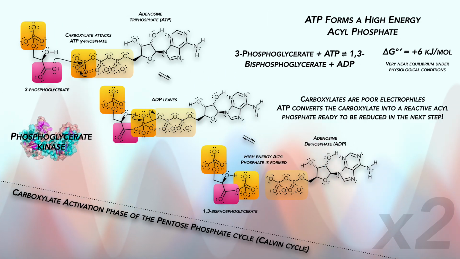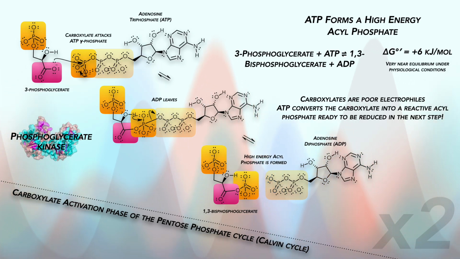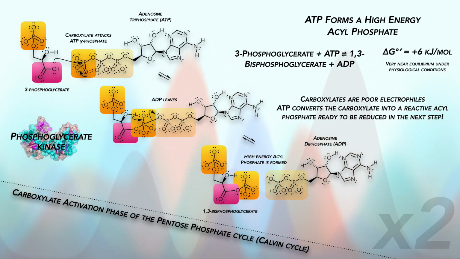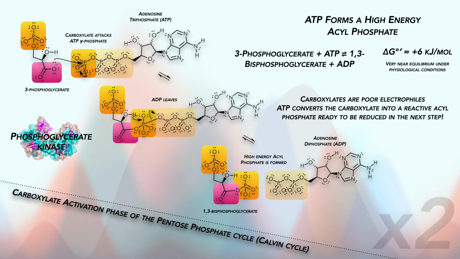The newly produced 3-phosphoglycerate contains a carboxylate, and carboxylates are poor electrophiles. Before that carbon can be reduced, the cell must activate it. The carboxylate oxygen attacks the gamma phosphate of ATP as ADP leaves. This creates 1,3-bisphosphoglycerate, an acyl phosphate. This is most definitely an ATP investment, not ATP production. ATP raises the free energy and electrophilic reactivity of the substrate so that reduction becomes chemically accessible in the next step.